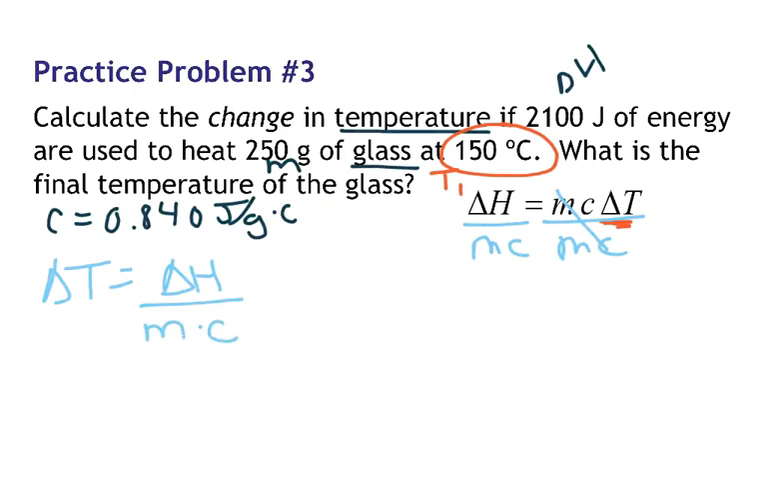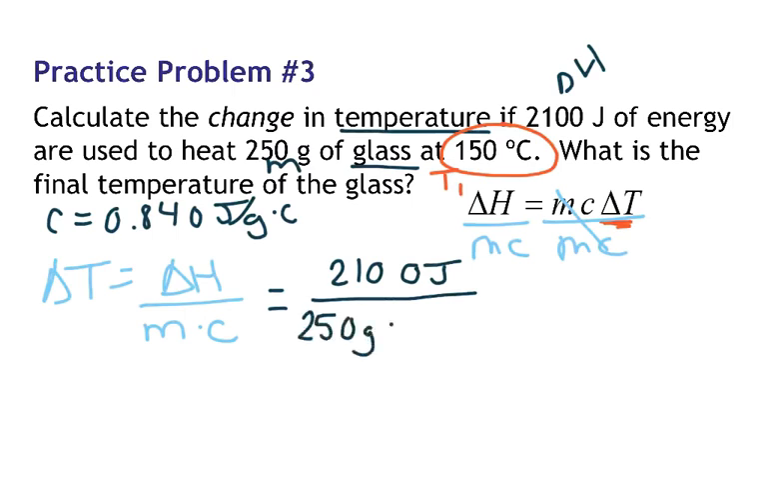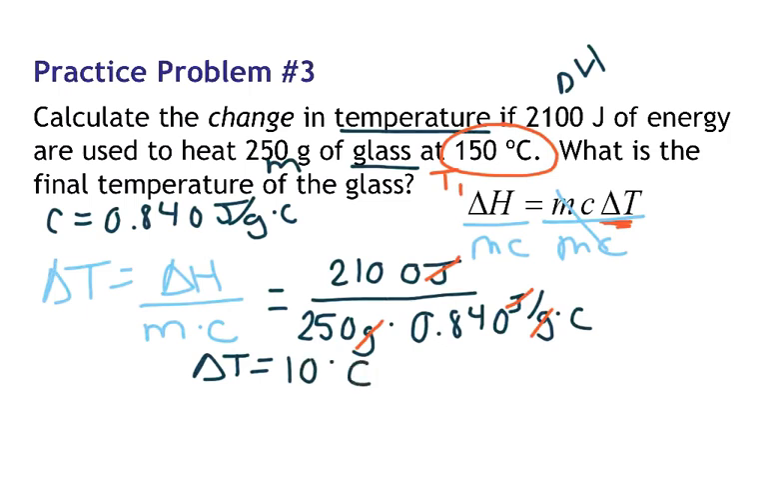Okay, so I'll go ahead and plug in what I have. So my delta H, we said, was 2100 joules over my mass, which was 250 grams, times our specific heat, which again I found on my reference sheet, is 0.840 joules over grams degrees Celsius. I'll look at what units cancel out, joules cancel out, grams cancel out, and I'm left with degrees Celsius, which is good because I'm looking for change in temperature. And my change in temperature will equal 10 degrees Celsius. Okay? Now, that's part of the problem.